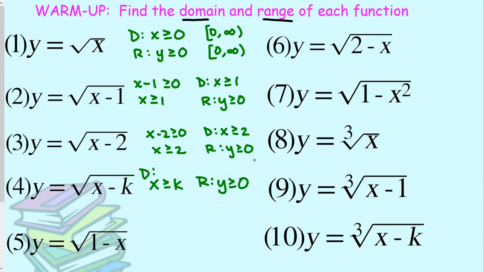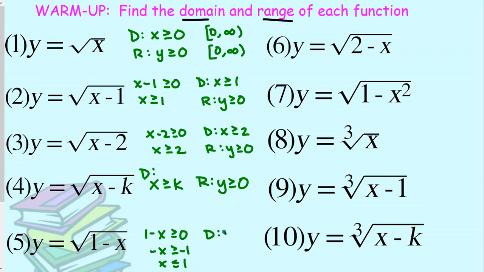Now for number 5 and 6, I switch things around a little bit. So not only do we have a shift, but we have some kind of reflection, and we're not that familiar with it, so it might be wise just to go back to making an inequality. 1 minus x is greater than or equal to 0, so the opposite of x is greater than or equal to negative 1, so x is less than or equal to 1. Remember, if you divide by a negative, you have to reverse the sign.